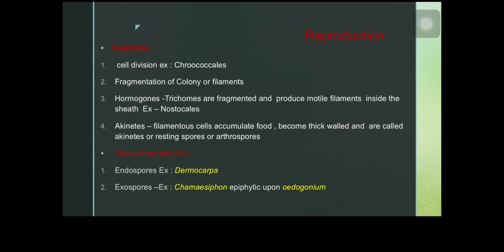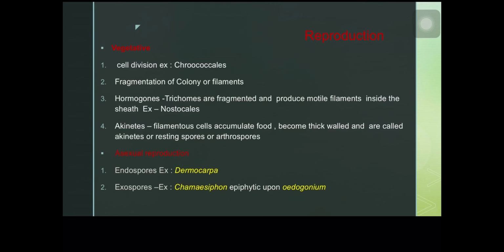The reproduction in the cyanobacteria is by means of either vegetative reproduction or asexual reproduction. Vegetative reproduction is by cell division. It is the common method which is observed in the Chroococcales. Here the cell becomes constricted in the middle and it undergoes division and produces two separate cells. Whereas in the fragmentation of the colony or the filaments, the colonies and the filaments are fragmented into small bits.